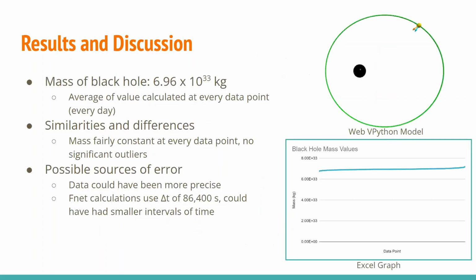So again, here are the results of Part 1. The average value for the black hole's mass across all 501 data points, or days, was 6.96 times 10 to the 33 kilograms. And as can be seen from the graph, the data was fairly constant, but it could have been more precise if delta t was a smaller interval of time, since 86,400 seconds was pretty large.